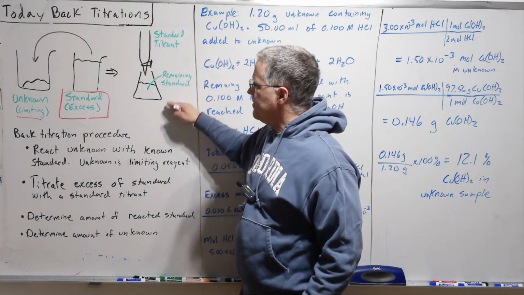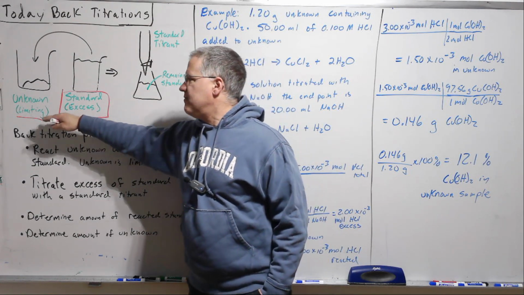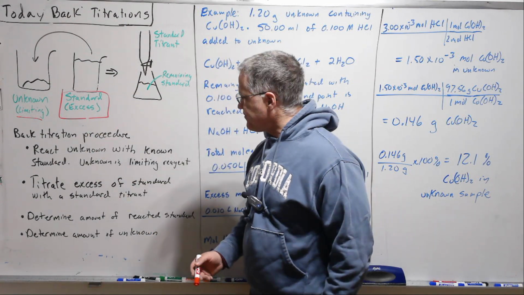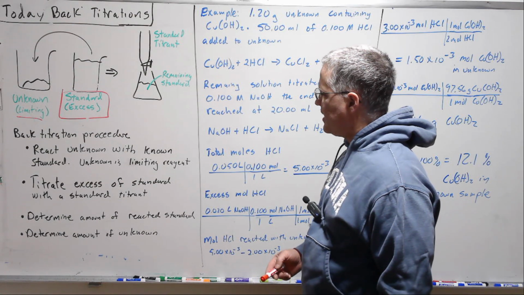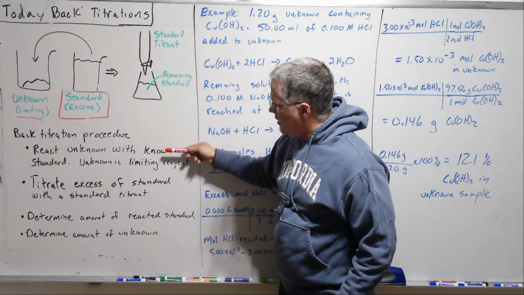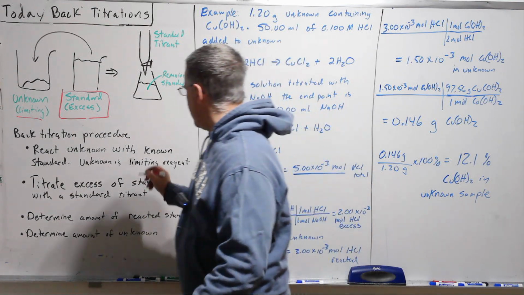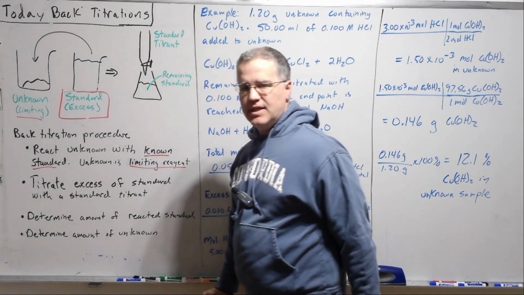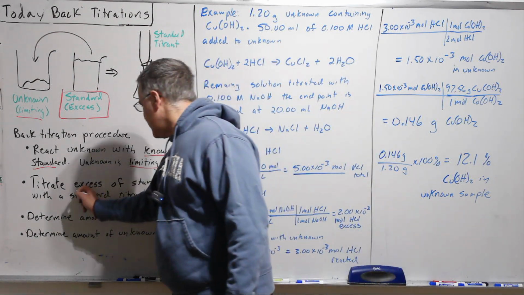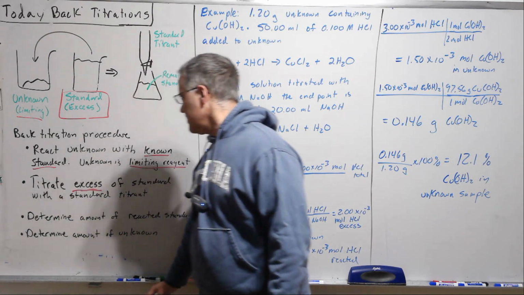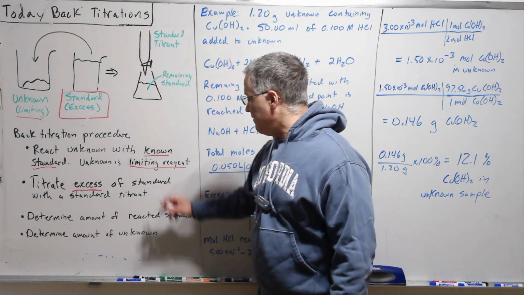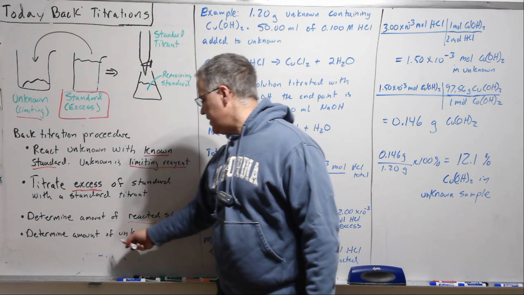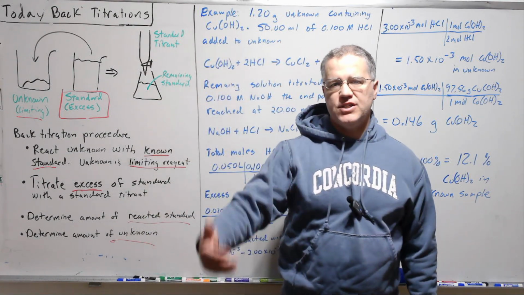Well, if we know the remaining standard, and we know the standard we made up, then we can figure out the amount of standard that actually reacted with the unknown sample. So that's the idea behind the back titration. So just to summarize then, we react the unknown with a known standard, and the unknown is the limiting reagent. We titrate the excess of the standard with a standard titrant, and then from that we can determine the amount of reacted standard, and then we can determine the amount of unknown. So that's the procedure that we'll go through.